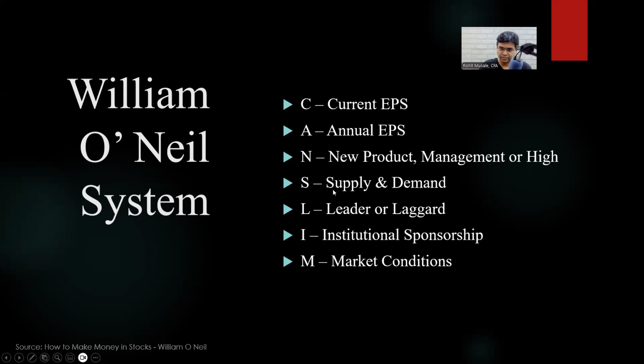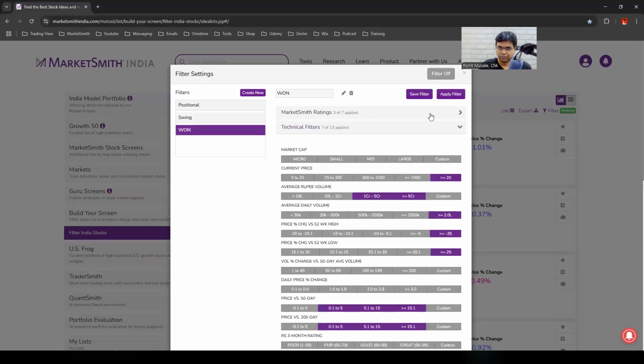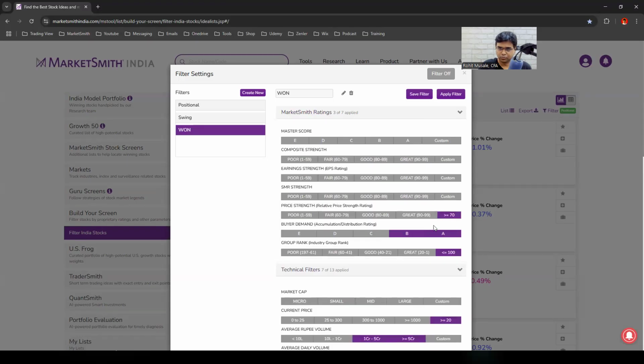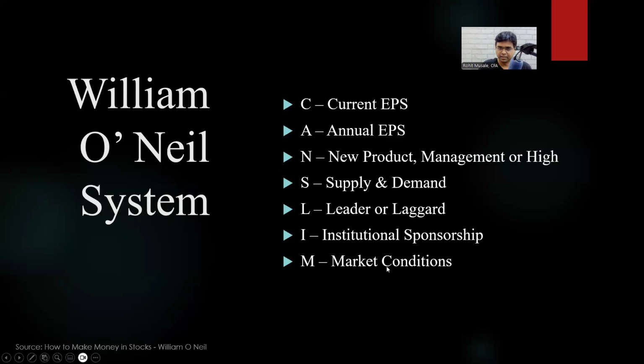I will come to the S. L is already covered. L stands for leader. So we measure this with the relative strength. So we are looking for stocks with a relative strength of 70 or more. Have a look at this. See, 70 or more, preferably more than 80. So that's a leader. The other ones are laggards.